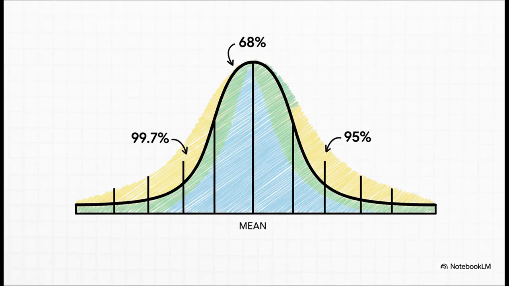And here's the rule itself. It's so neat. About 68% of all your data, that's the huge majority, will fall within just one of those steps from the average. Go out 2 steps from the middle, and boom, you've captured 95% of everything. And if you go out 3 steps, you've got 99.7% of the data. That is practically everything. It's just so consistent.